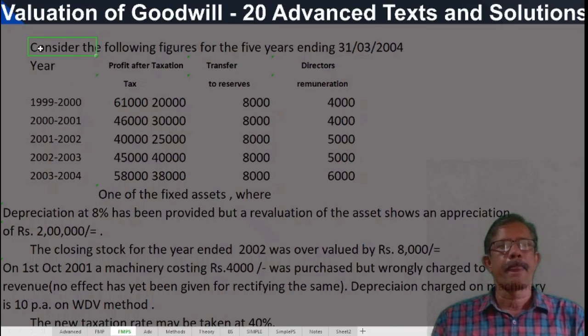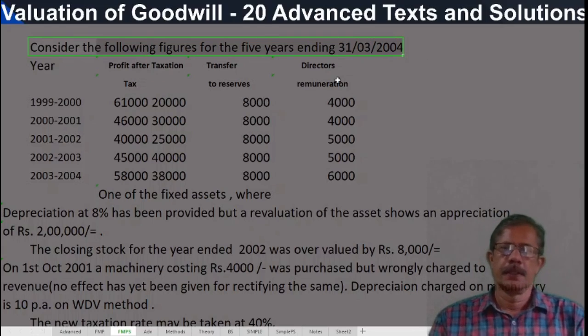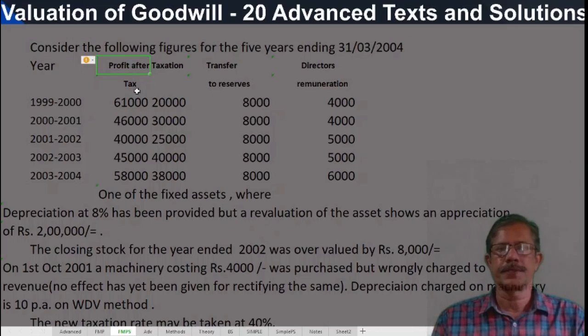So another question. Consider the following figures for the 5 years ending 31st March 2004. 31st March is the accounting year. 1999-2000, 1, 2, 3, 4. 5 years are there. Profit after tax is given. See, PAT is given. 61,046. Taxation provided in each year has been given.